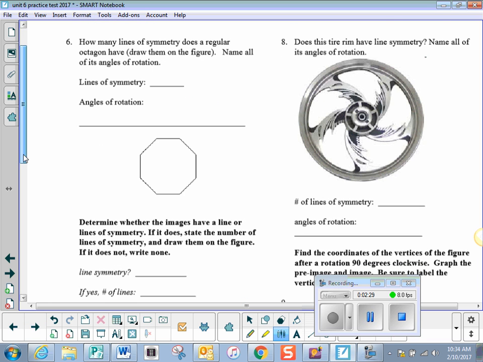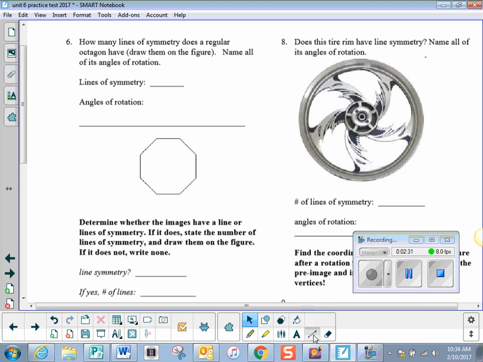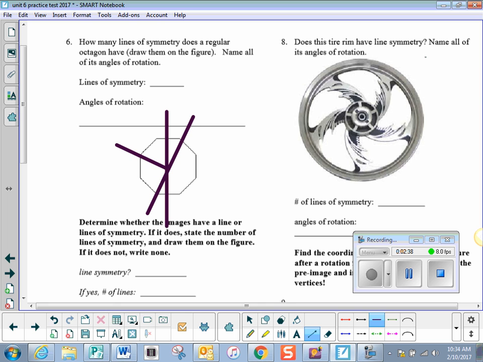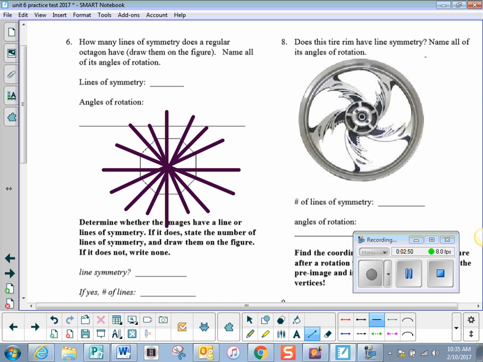Octagon. How many lines of symmetry does it have? An octagon has 1, 2, 3, 4, 5, 6, 7, 8 lines of symmetry. So lines of symmetry: 8.